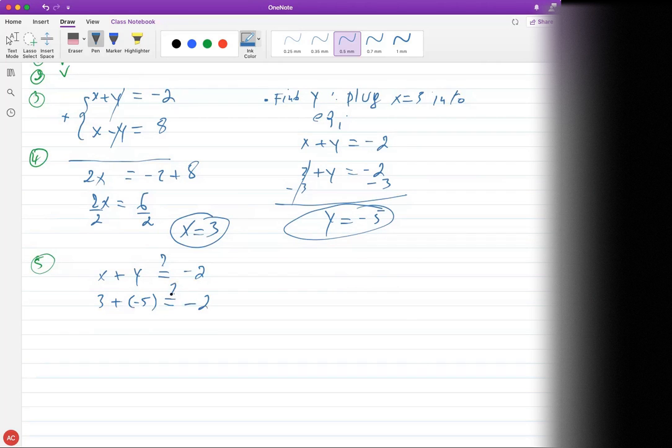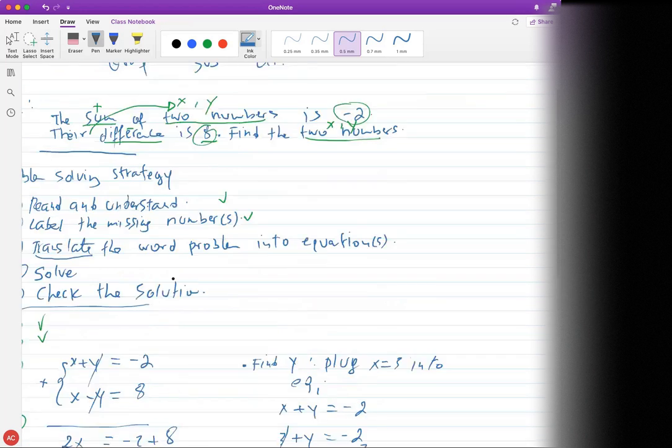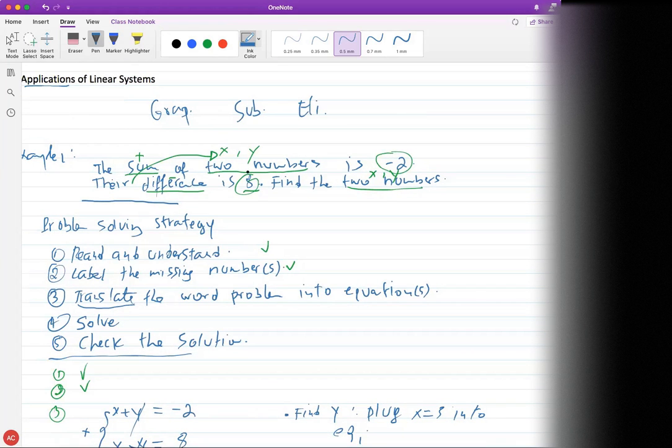Is it -2? Let's find out. So 3 minus 5 here is equal to -2. Yes, in fact, -2 and -2. Okay, so that works. The first part of the equation works. The numbers actually do add up to -2.